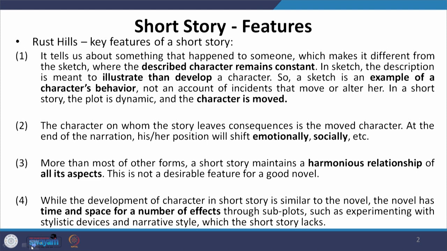So, more than most other forms, a short story maintains a harmonious relationship of all its aspects. And this, however, is not a characteristic of a good novel. A good novel is expected to function based on minimal description and leave a lot of open ends to be filled up, to be imagined and recreated through the reader's creativity, creative reading, right?